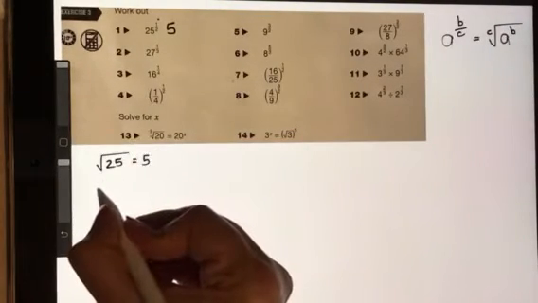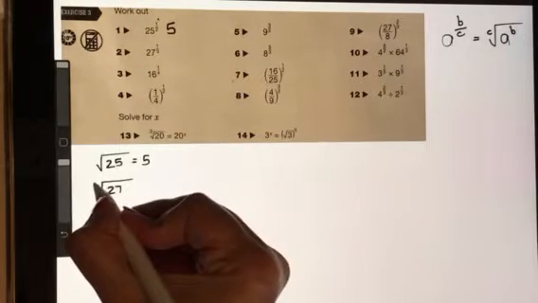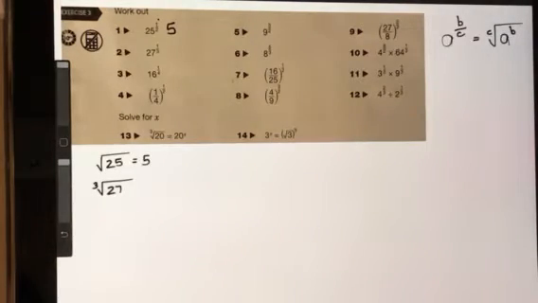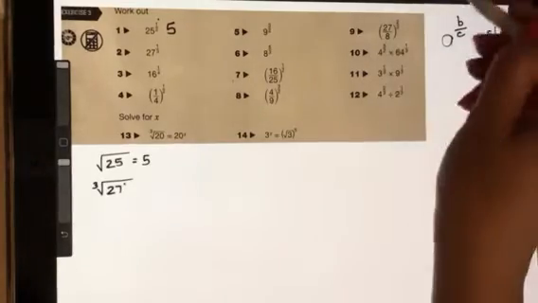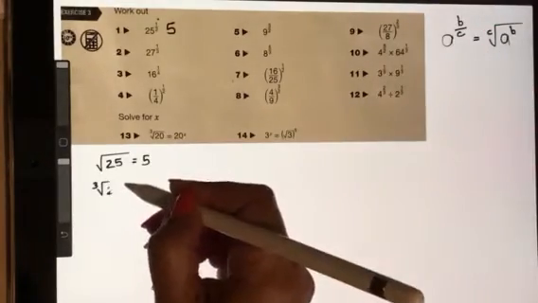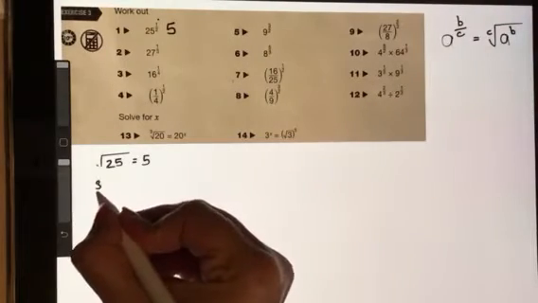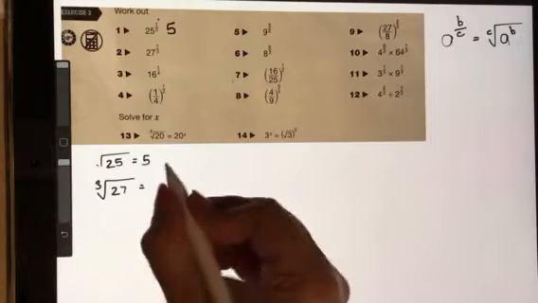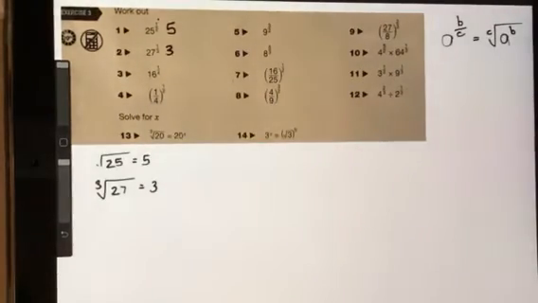Right, the same applies for number 2, where we've got 27 inside the root, the denominator goes outside. Now, because it's a cube root, we have to write the 3 there, but we still don't have to write the 1. 27 to the power of 1 is still just 27, so you can just write that. And the cube root of 27 is 3, so our answer there is 3.